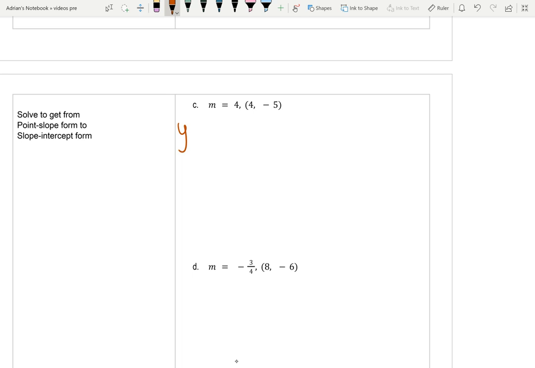So I have y plus 5, and then equals 4, and in parentheses x minus 4. So remember, those were opposite. So instead of minus 5, I have plus 5 now. And then instead of positive 4, it's minus 4. The slope will never change, though. The slope will never be opposite. So if I solve this, I get y plus 5 equals 4x plus 16 minus that 5.